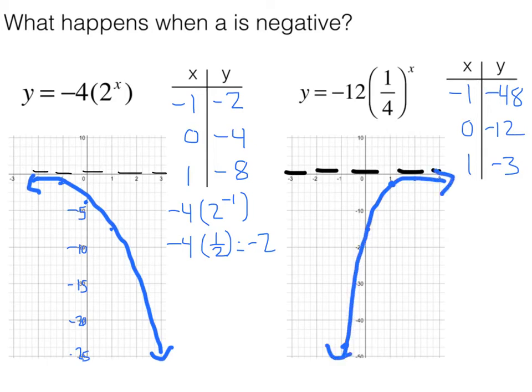So to answer the question, what happens when a is negative? What's happening in our graph is they are reflecting over the x-axis.